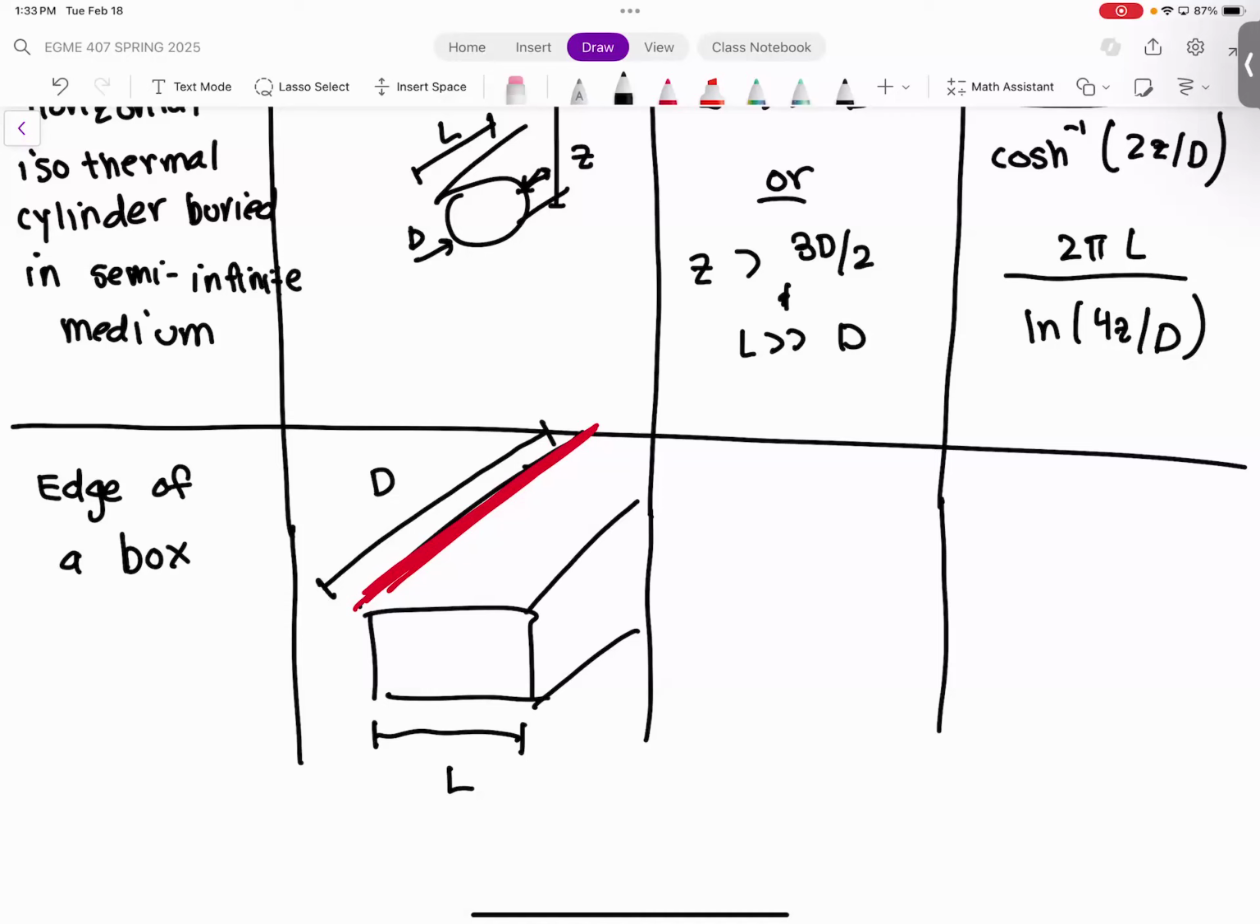So the restriction that we have here is D must be greater than 5L. Okay. So in other words, you can only use the shape factor formula if that edge is at least 5 times greater than any other edge in the box. Okay. And the shape factor for this is 0.54 times D.